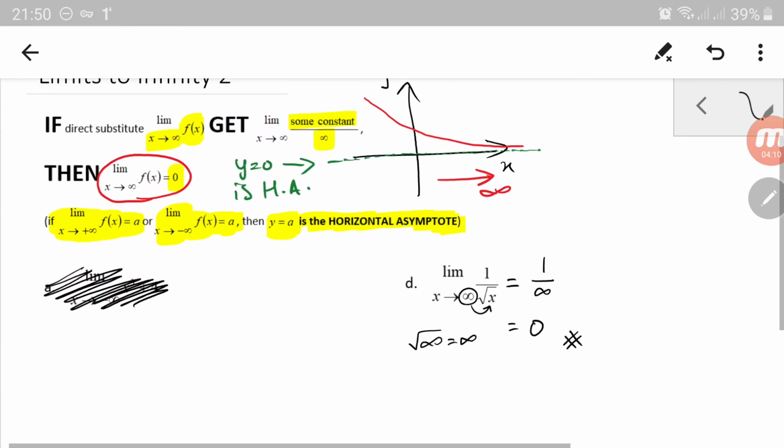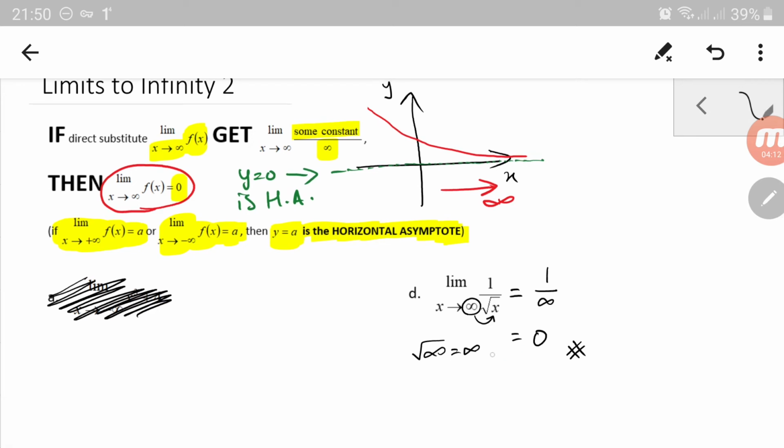From here we know that since we have 0 as the limit to infinity, therefore y equals 0 is the horizontal asymptote.